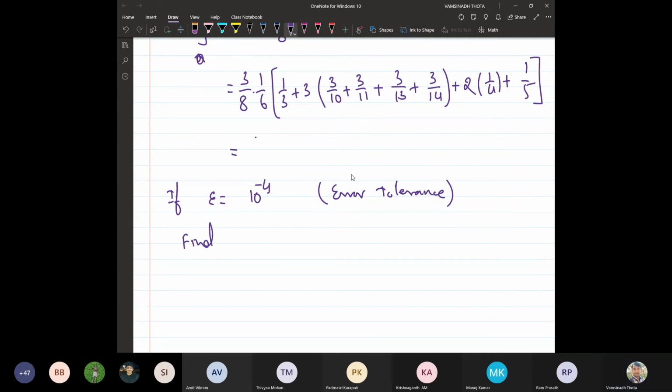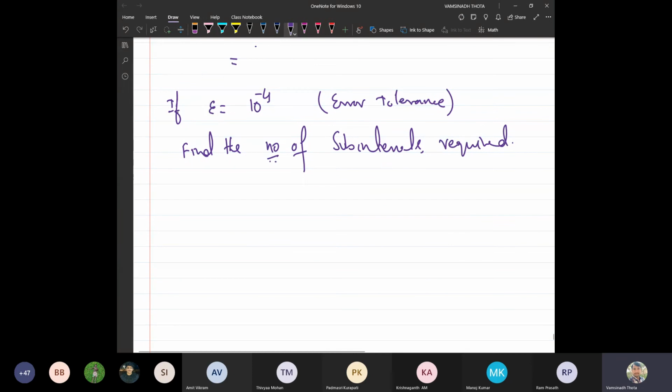Find the number of subintervals required. Okay, so the error tolerance will be 10 to the power minus 4.